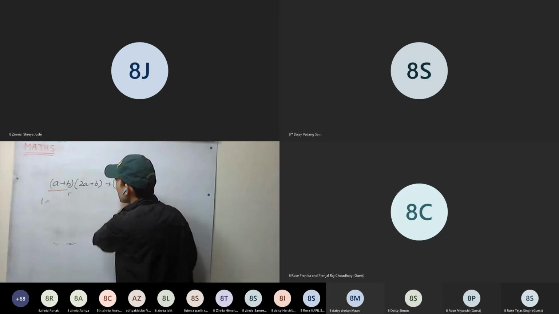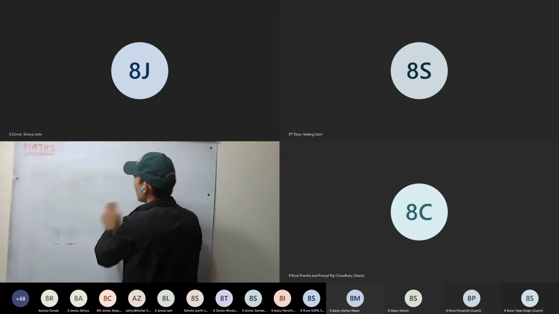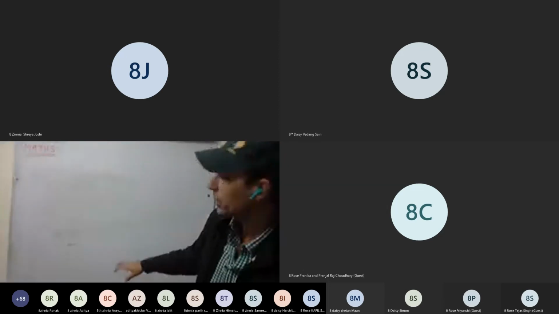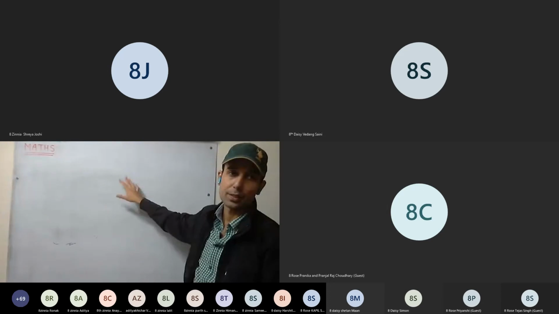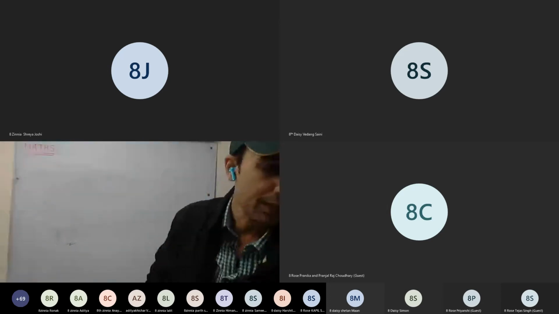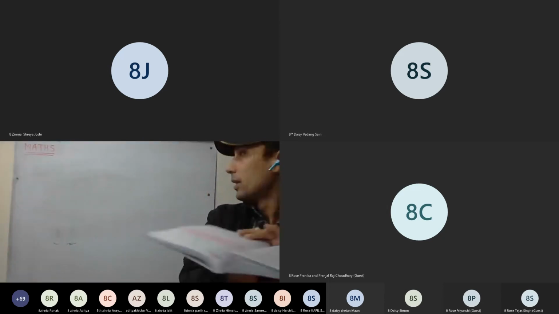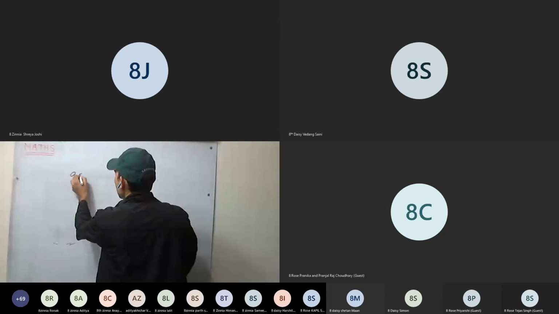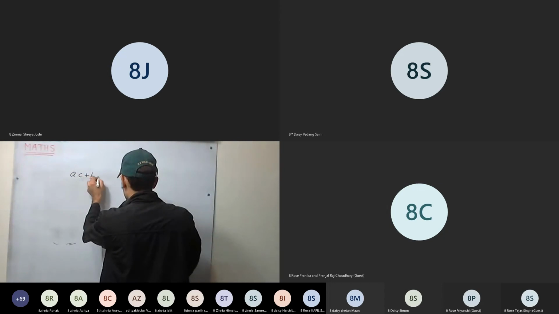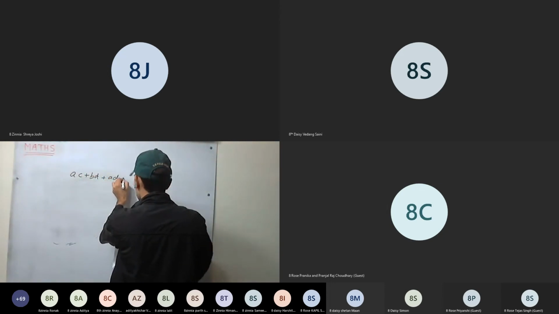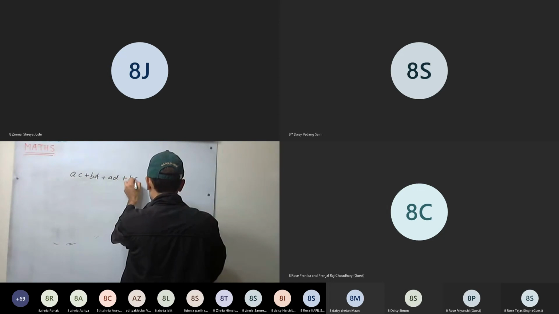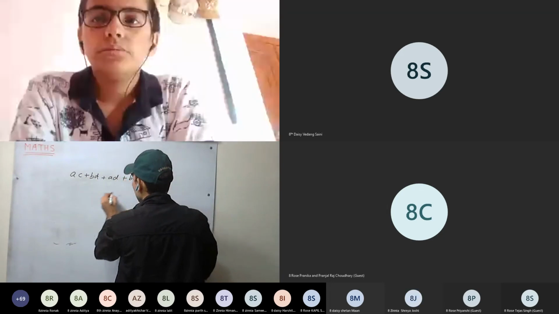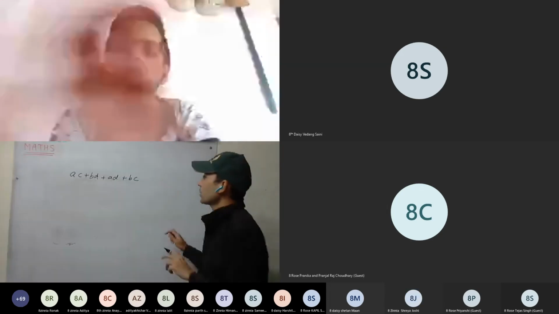So sometimes the terms are not arranged properly. Sometimes we need to first rearrange the terms, then take the common out. First I'll give an example. See here, an example is there. For example, AC + BD + AD + BC.